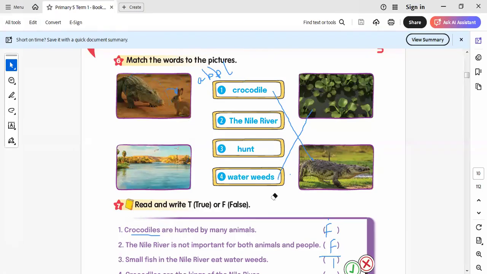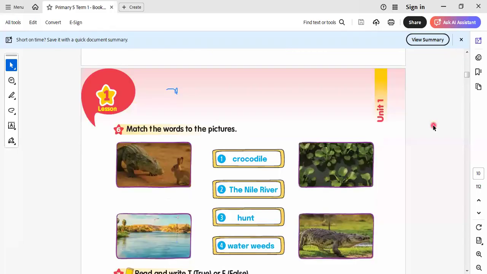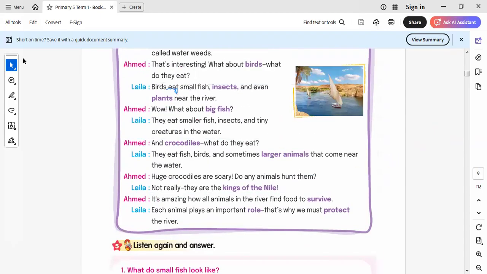Let's continue the rest of the exercise. Here we have: crocodiles are kings of the river Nile. Yes, here it will be true. Here it will be true too. Big fish in the river Nile eat big animals. Big fish eat big animals, as we know here. No, I think big fish in the river Nile eat big animals. Let's go to this one. Big fish eat big animals.